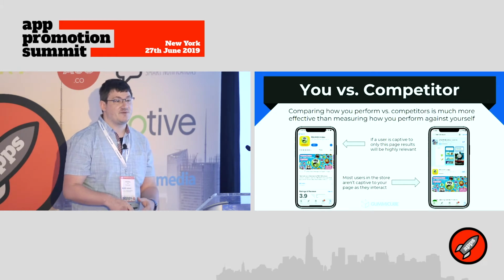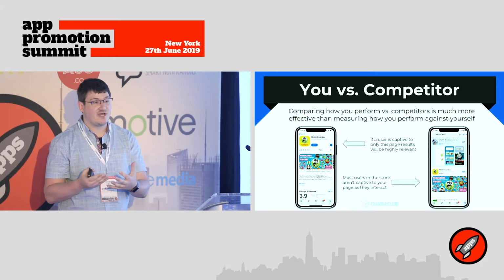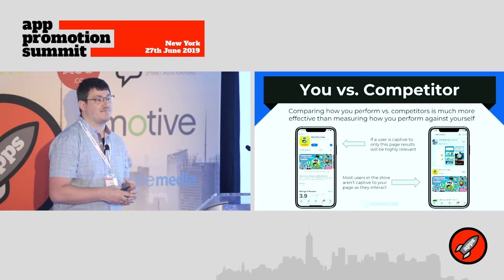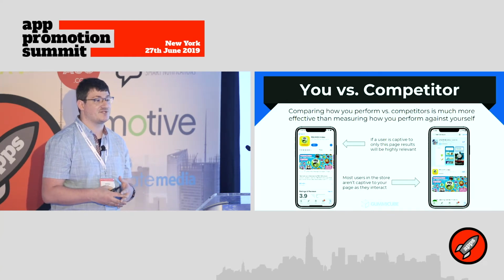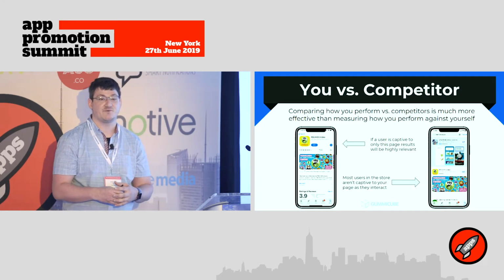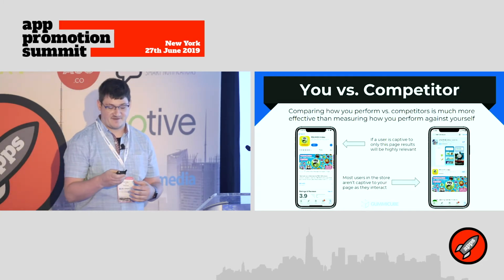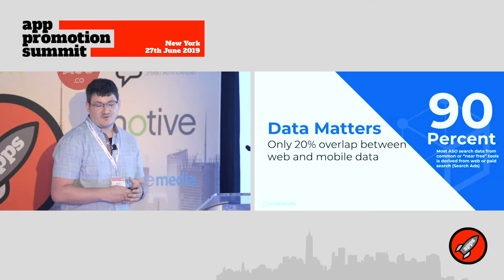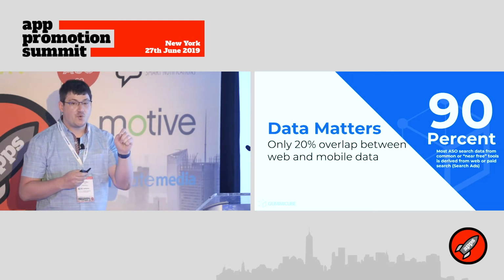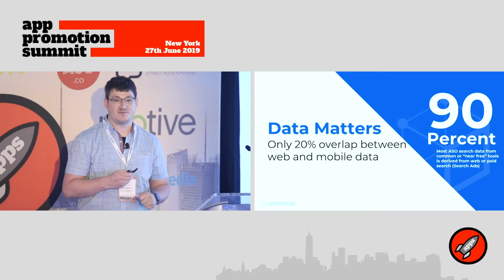This is a great example that we do with PBS, where we were doing a lot of creative optimization and metadata optimization, and it was the creative that drove the app to the top of a lot of the keywords we were targeting, because we induced higher click-through rates and better conversion at a keyword level, and that improved the top of the funnel. Now, data really matters. There's only 20% overlap between web and mobile search data.